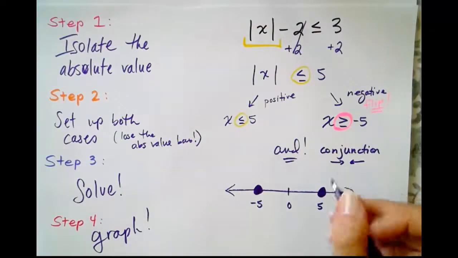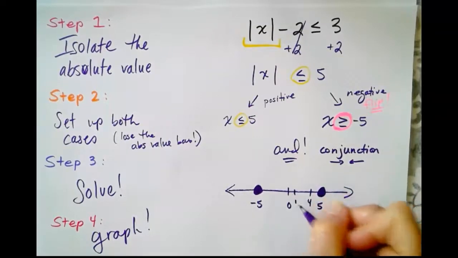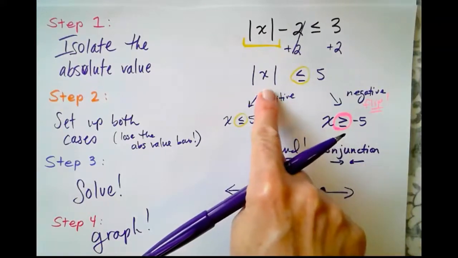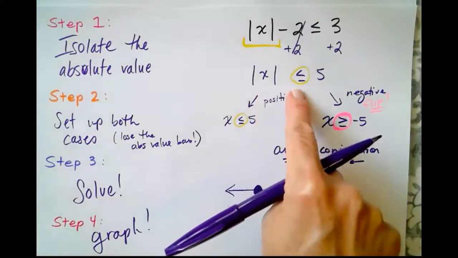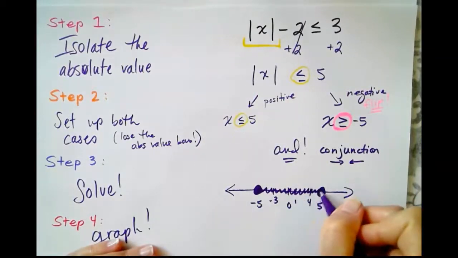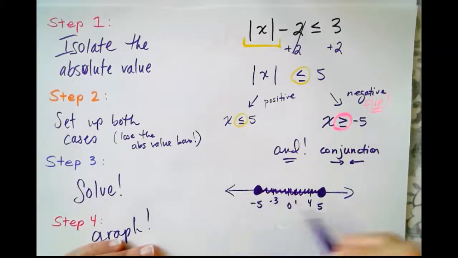And remember what we said? What were some of our answers? Yes, 4 is an answer, 1 was an answer. How about negative 3? Is it an answer? Is the absolute value of negative 3, which is 3, less than or equal to 5? Yes! So, and situation, that's a conjunction of 2 sets, and this is what our number line looks like.